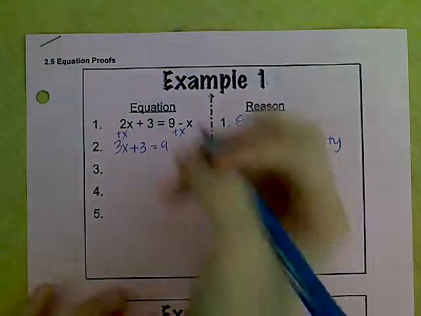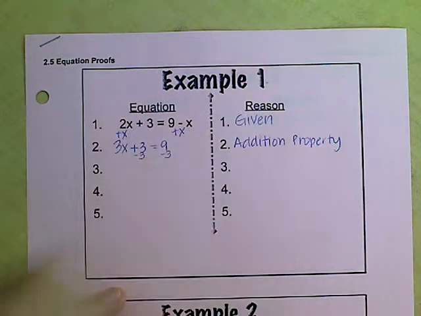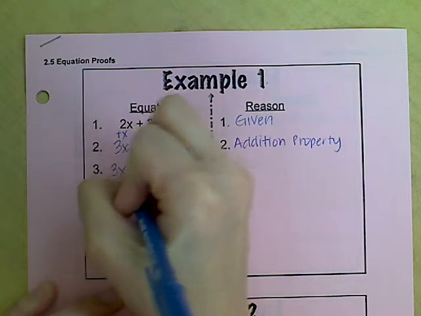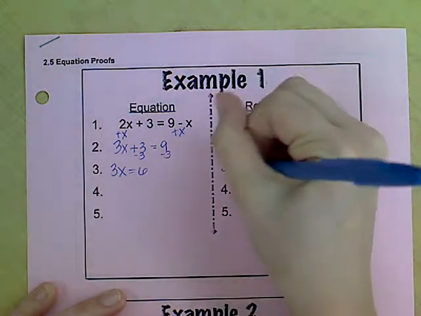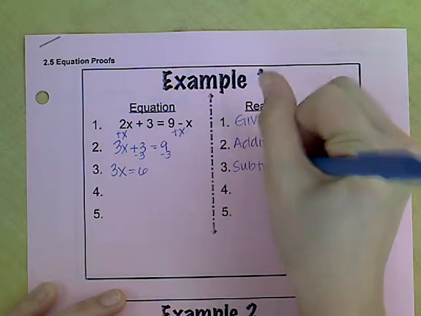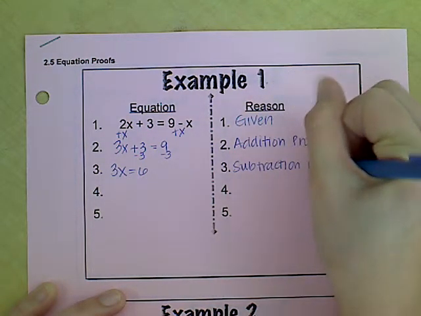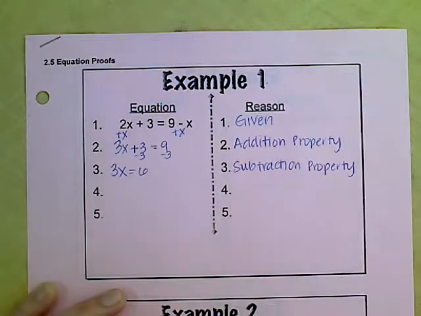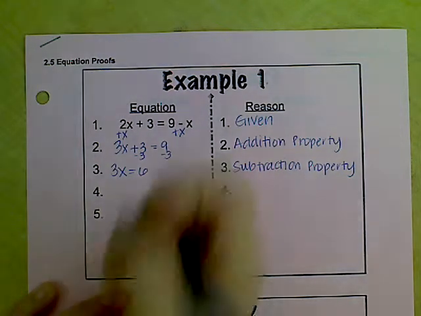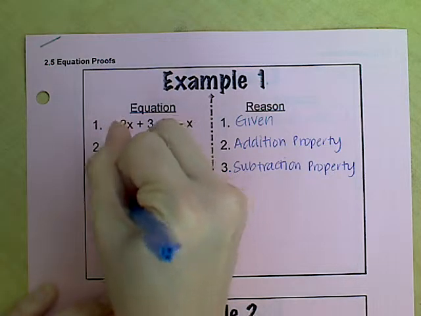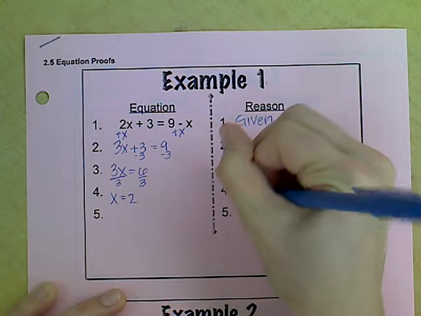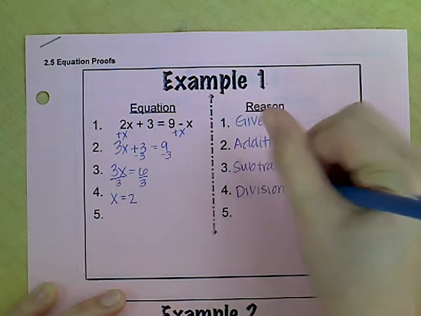The next thing I would do is subtract 3 from both sides. So I would get 3x equals 6. And because I subtracted from both sides, it would be the subtraction property. Lastly, I could divide both sides by 3 and get x equals 2. And that would be the division property.